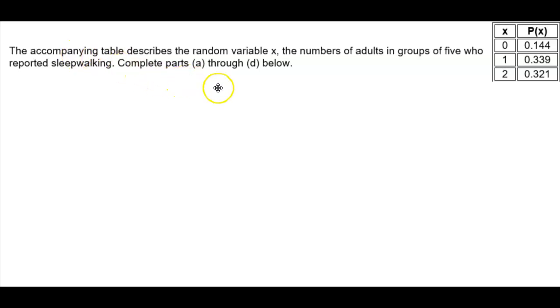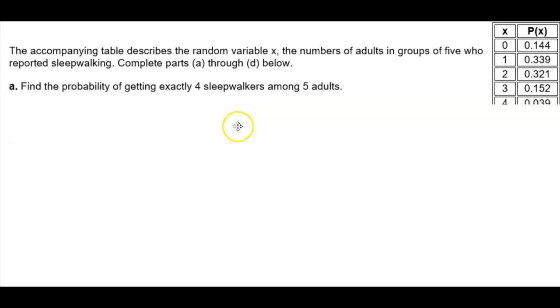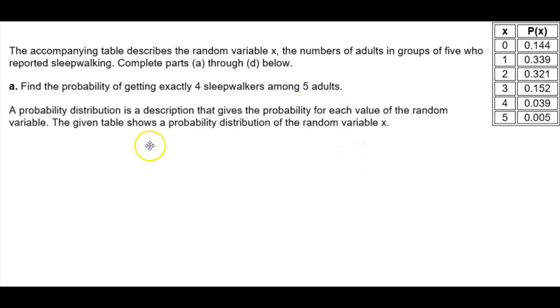The accompanying table describes a random variable x, the number of adults in groups of 5 who reported sleepwalking, and we're going to complete parts A through D below. Now we want to find the probability of getting exactly 4 sleepwalkers among 5 adults. A probability distribution is a description that gives a probability for each value of the random variable, and the given table shows a probability distribution of the random variable x. We want to identify the appropriate value of x, and again this represents exactly 4.